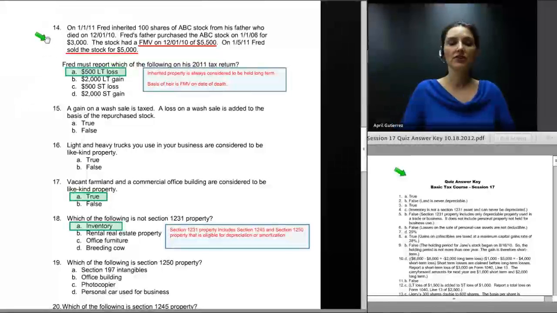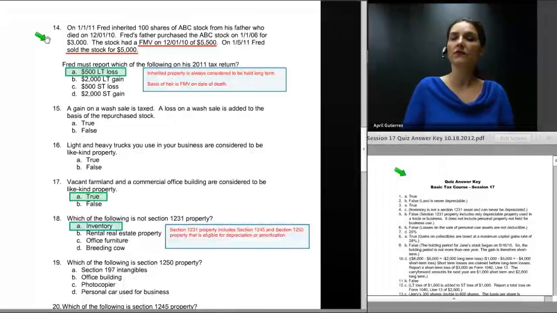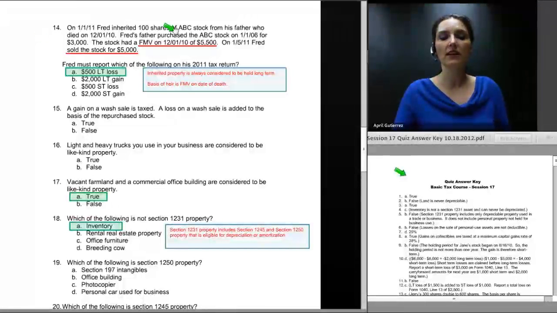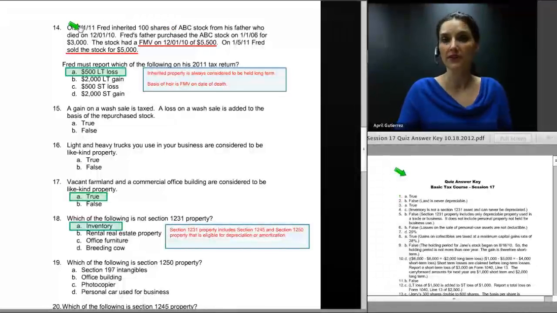The next question is question number 14. On 1/1/11, Fred inherited 100 shares of ABC stock from his father, who died on 12/1/10. Fred's father purchased the ABC stock on 1/1/6 for $3,000, and the stock had a fair market value on 10/1/10 of $5,500. Well, 12/1/10, or December 1, 2010, is the date that his father died.